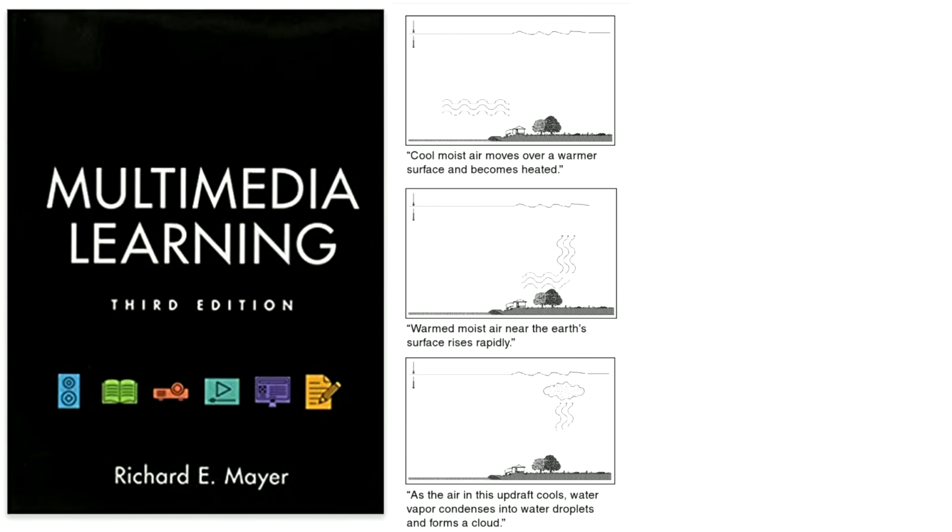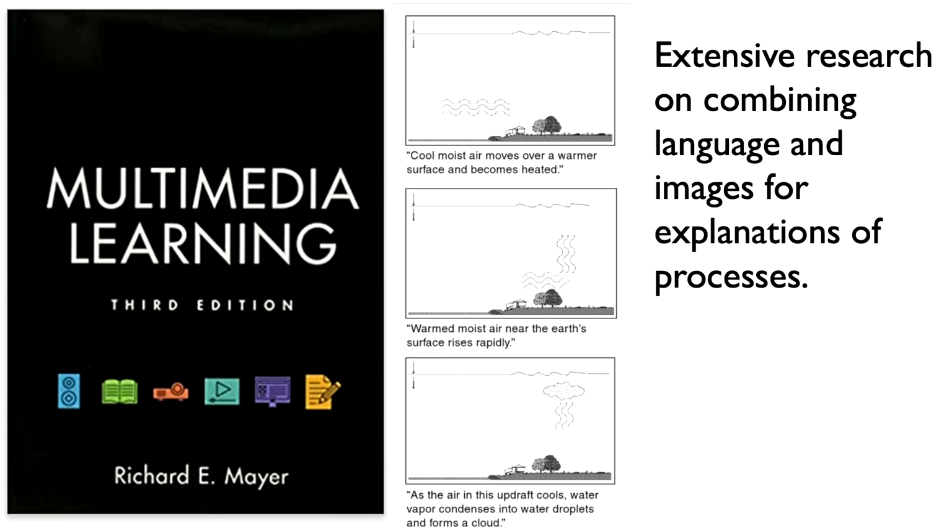But what he is really focused on are designs like this, where it's physics that can be shown visually, where it's really important to show the interaction of things. You know, this pulley pulls this thing, and so you need a picture, and then the text augments that by explaining the picture. So he's done extensive research on combining language and images for explanations of processes.